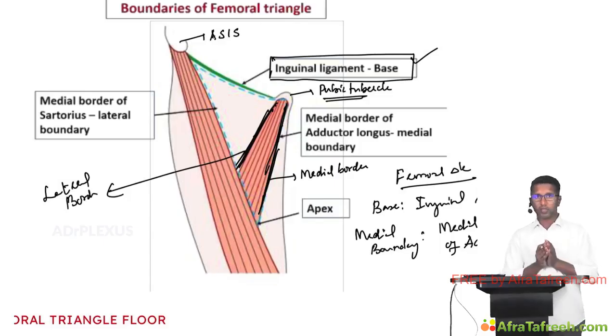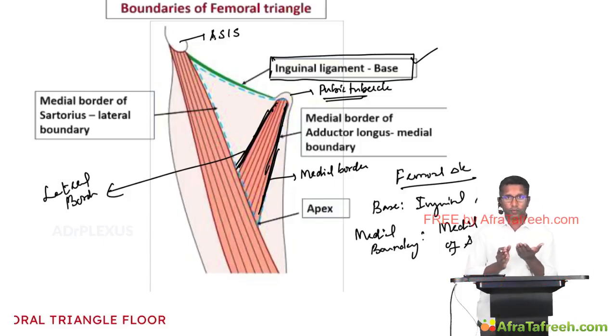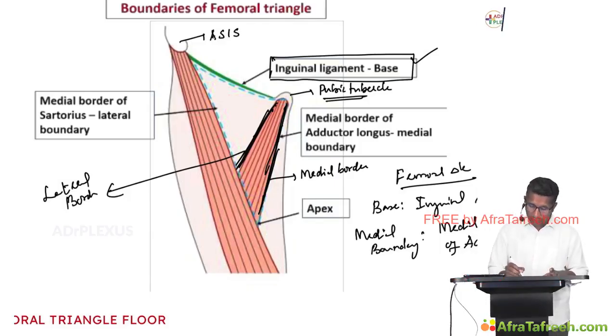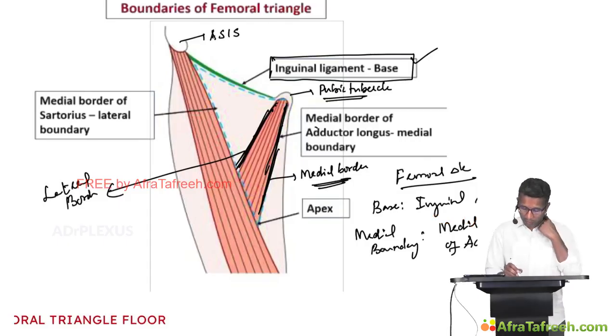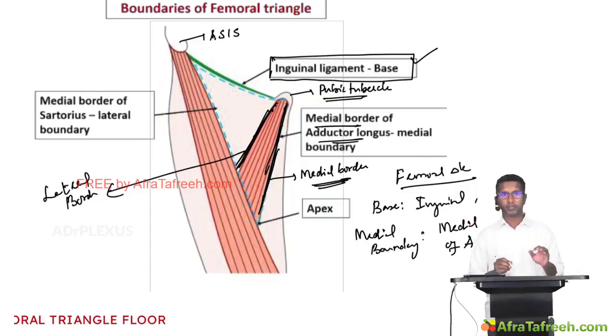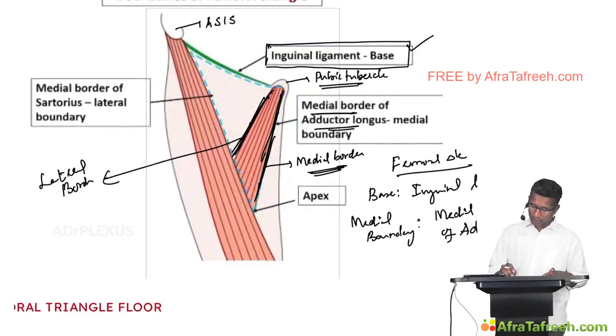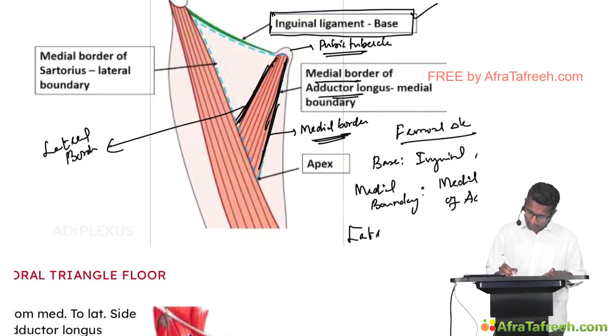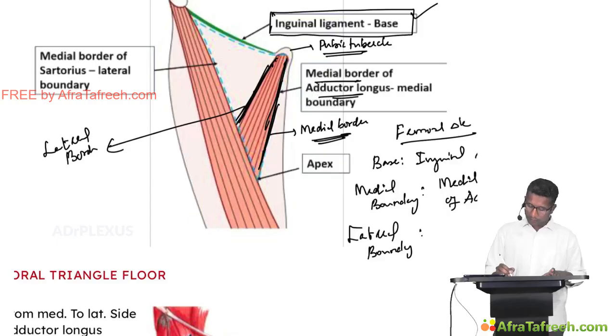Since adductor longus also forms a part of the floor, the boundary of the femoral triangle is by the medial border of the adductor longus. That is why they have written medial border of the adductor longus here. So the medial boundary is by the medial border of the adductor longus. And what is the lateral boundary? The lateral boundary is by the medial border of the sartorius.